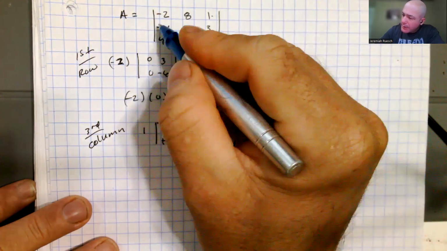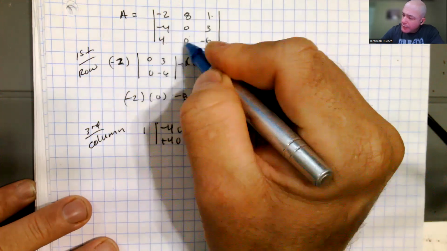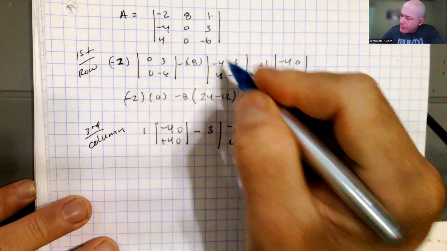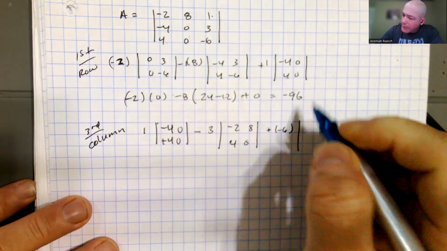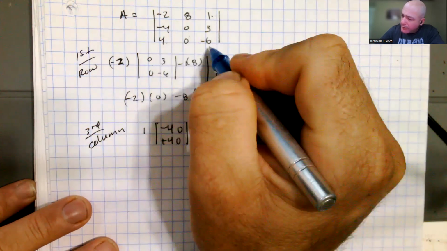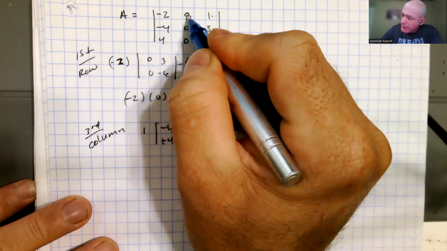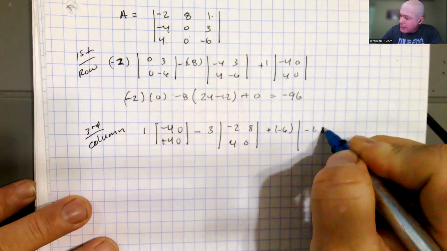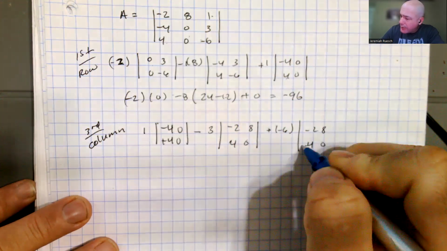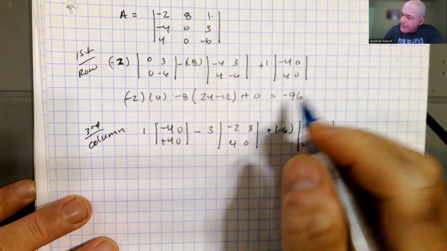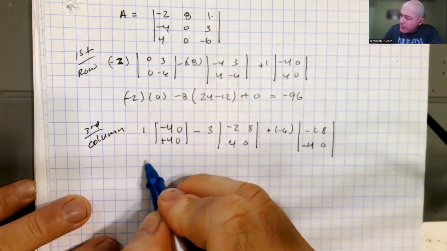Okay. -2, 8, 4, 0. Okay. And then plus. Our last one is the -6 times, so it's this row and this column. So -2, 8, -4, 0. That's a -4. Okay. All right. So we'll go ahead and compute the many determinants then.